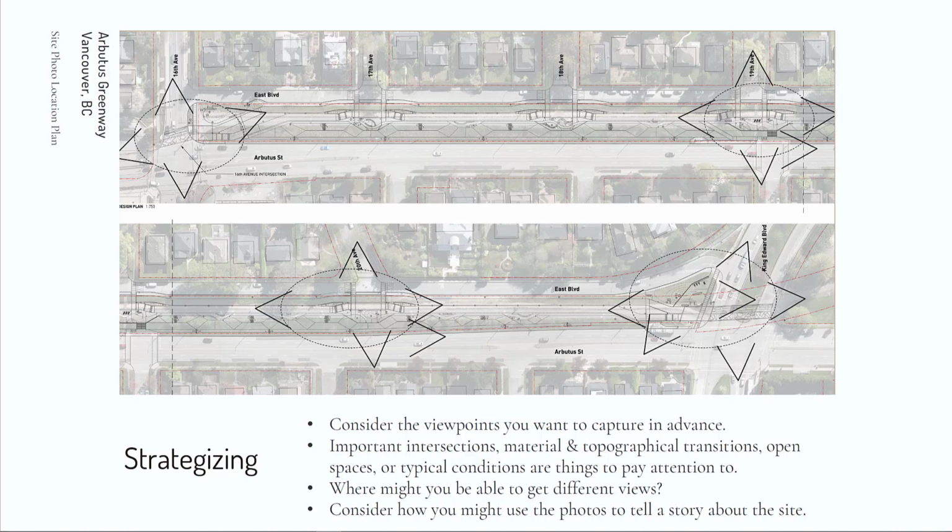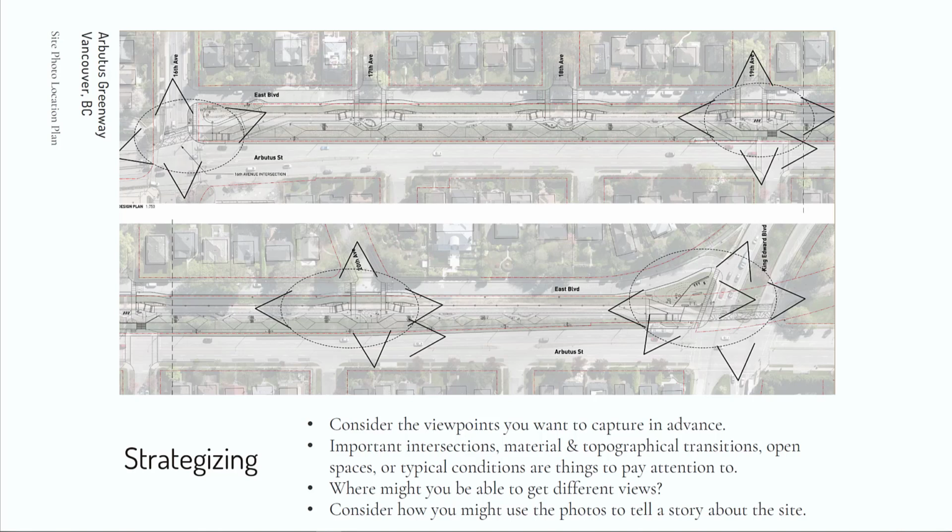So think about how you might be able to get different views on your site. Are there any places on the site that have raised areas where you could get an overview shot from up high? Or are there places where the topography means you're going to be quite far down looking up at something? Those are all things to think about before you go so that you can chart a path through the site that makes sense for taking photos.